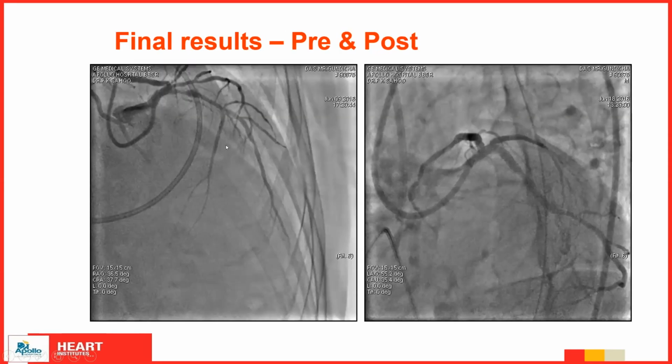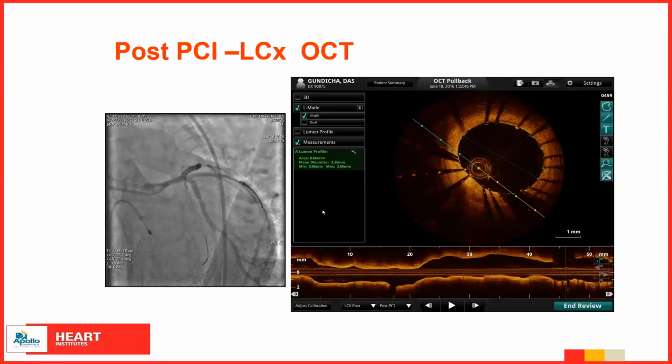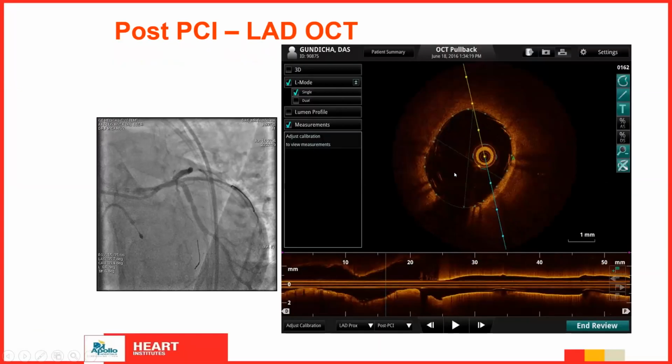Then after that, this is the pre and post angio findings. And we can see that all three vessels have opened well. And just to know that everything was going well, we did OCT of all three vessels. This was the circ OCT. This was the LAD OCT, which showed that definitely the stent was well apposed.